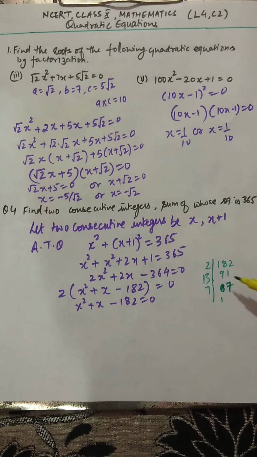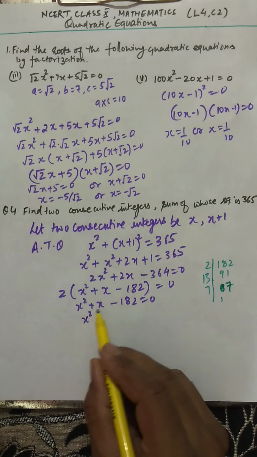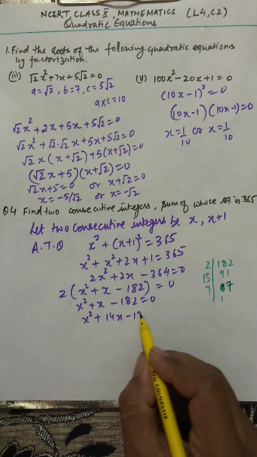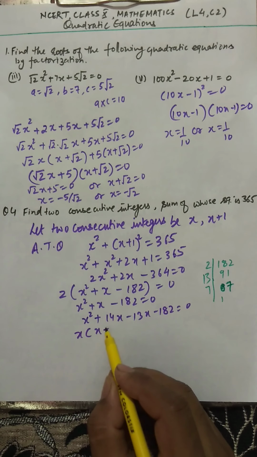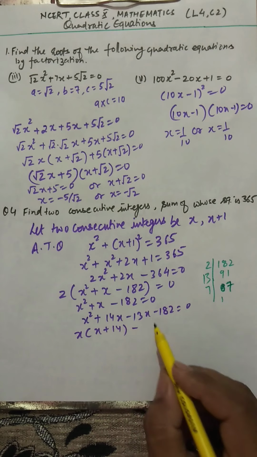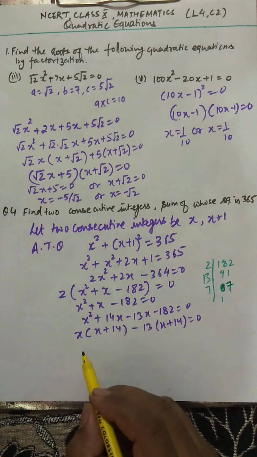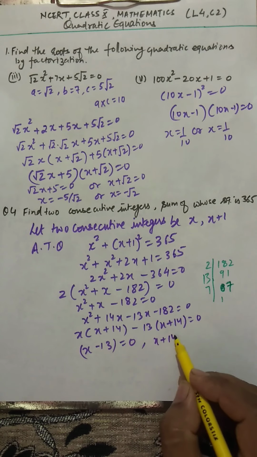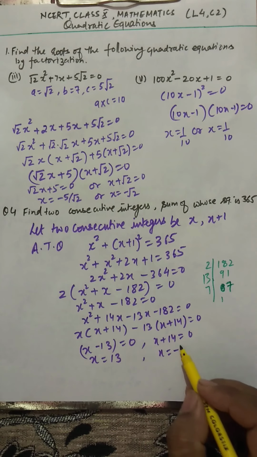Now we can find the factors like this: 182 is 2, 13, 7, and you can see 14 and 13 can be the middle term splitting. So this is x square plus 14x minus 13x minus 182 equal to 0. You take x common, so this is x plus 14, and you take 13 common, so x plus 14, equal to 0. So one of your answers will be x minus 13 equal to 0 and the second will be x plus 14 equal to 0. So x equal to 13 and from here x equal to minus 14.